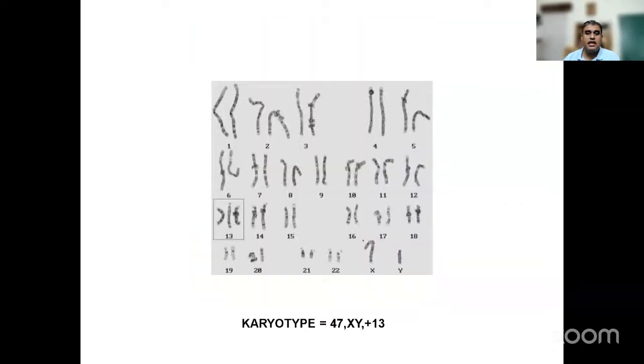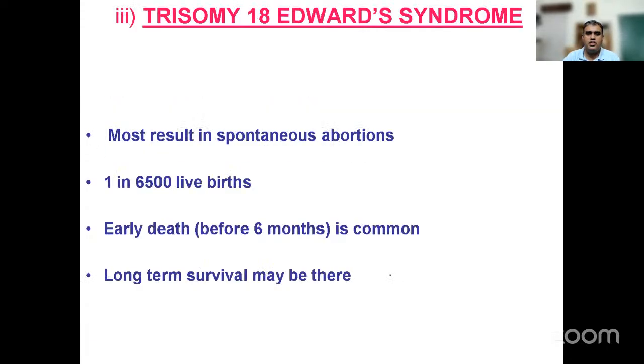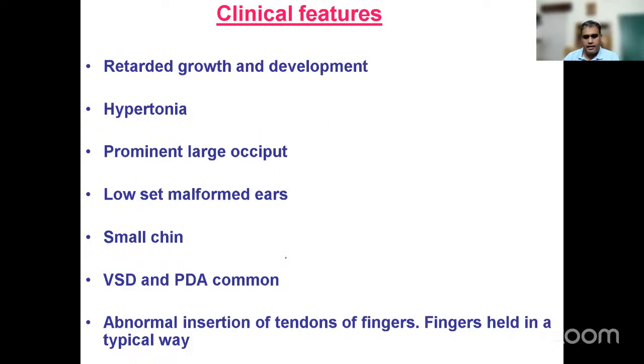So sometimes this karyotype is also shown, and just look at 13 or look at 21 to diagnose it, or look at these X and Y if there are some other problems. Genotype, counseling. Okay, trisomy 13 already seen, and then comes 18, that is Edwards syndrome. Again, most result in spontaneous abortion, 1 in 6,500 births. Early death again, long-term survival may be there, so it is rare. Look at the clinical features.